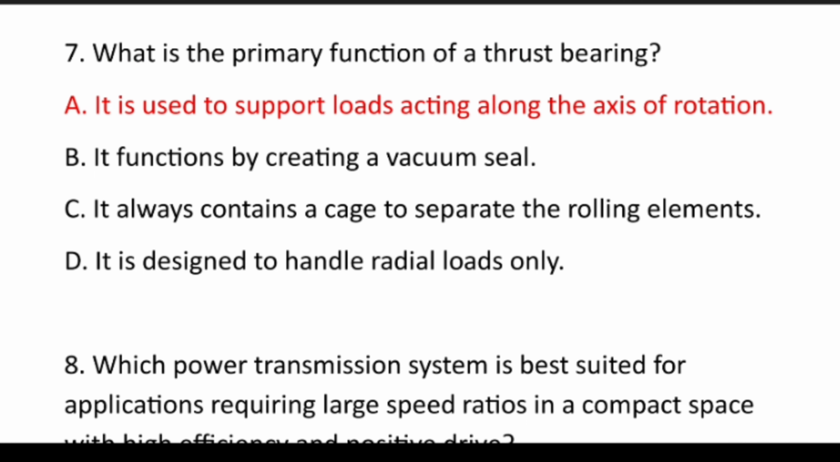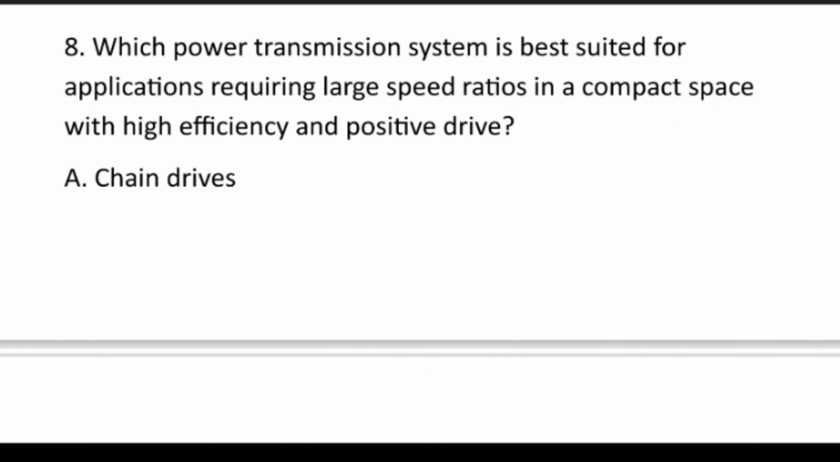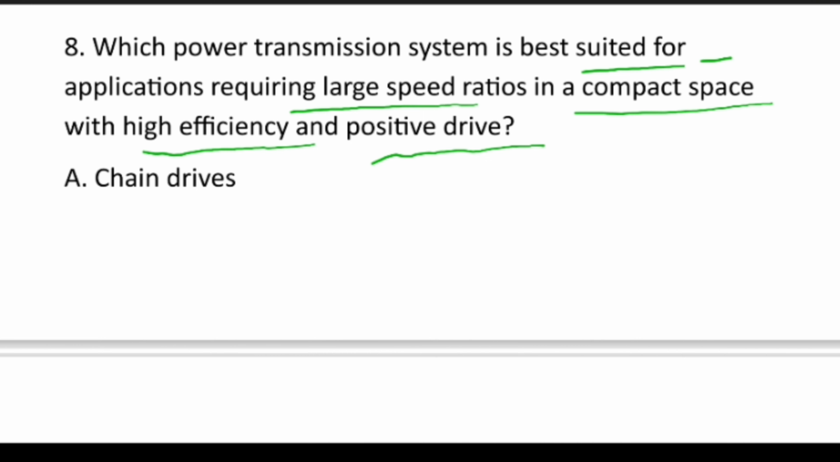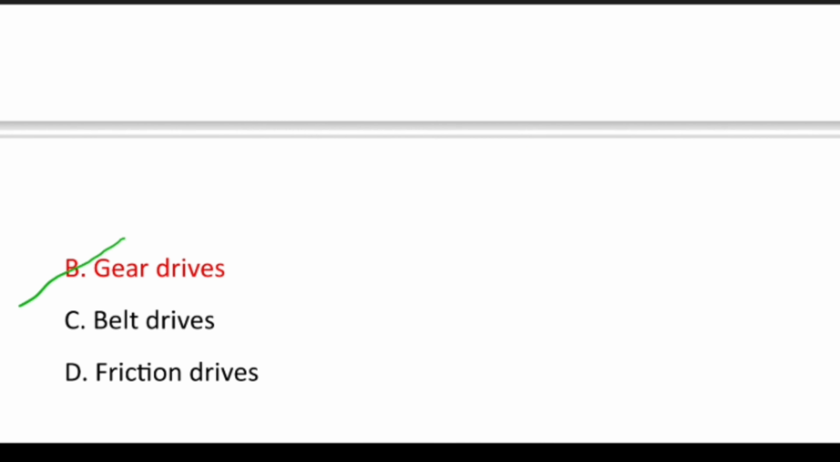Next, what is the primary function of a thrust bearing? The answer is option A. It is used to support loads acting along the axis of rotation. The next question, which power transmission system is best suited for applications that require a large speed ratio in a compact space with high efficiency and positive drive? Answer, option B, gear drives.